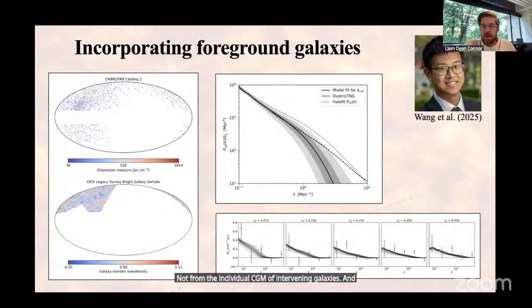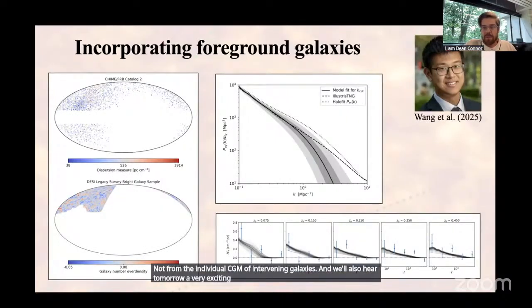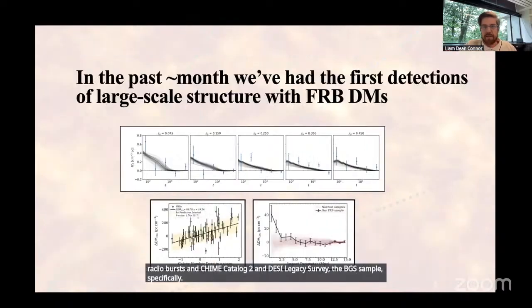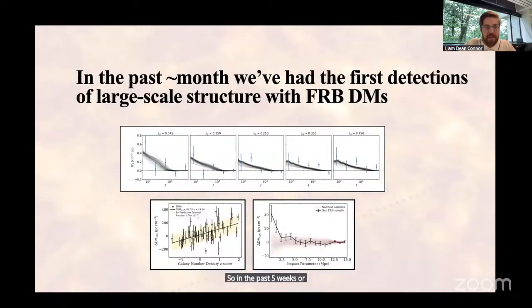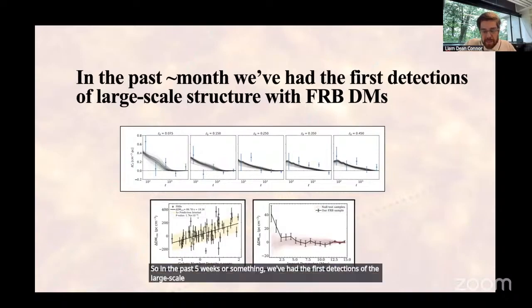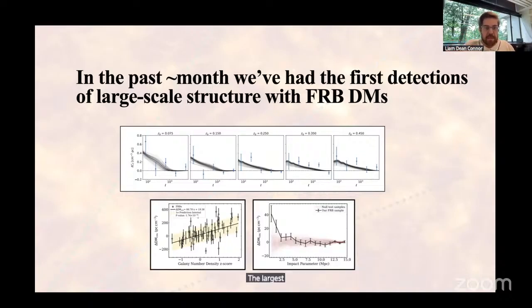And we'll also hear tomorrow a very exciting result from Kiyo Masui's group. Hao Chen is going to tell us about the first detection in cross-correlation between unlocalized fast radio bursts in CHIME Catalog 2 and DESI Legacy Survey, the BGS sample specifically. So in the past 5 weeks or something, we've had the first detections of the large-scale structure with FRB DMs. These are the baby steps I was talking about before. And these will only grow more powerful with time, especially as we have more redshifts and we're able to subtract off the largest source of noise, which is the Macquart DM.